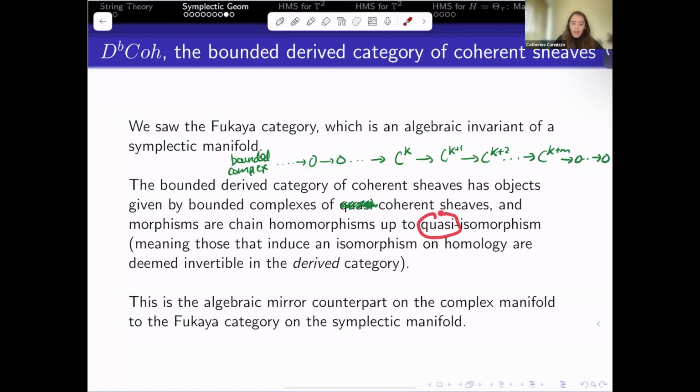The quasi means isomorphism on cohomology. So those maps that induce an isomorphism on cohomology are deemed invertible in the derived category. So this category of sheaves and complexes of sheaves and maps between them is the algebraic counterpart on the complex manifold to the Fukaya category on the symplectic manifold. This seems like it could be more tractable if we had some concrete example of what a morphism between chain complexes of coherent sheaves looks like.